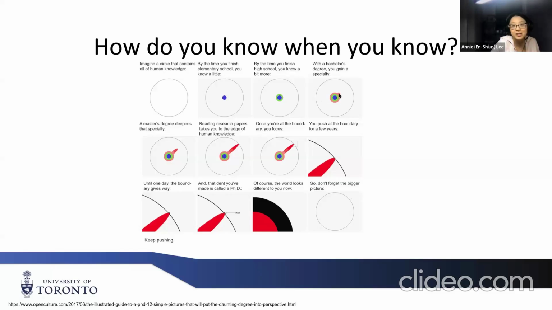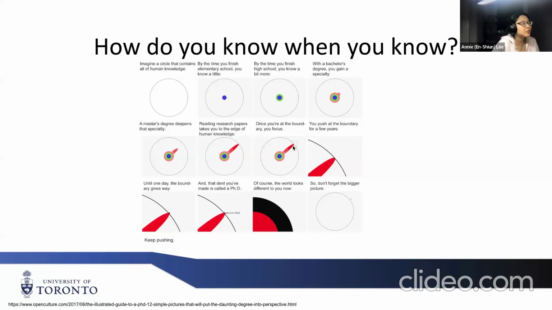I have a CS and CS C&O, so Combinatorics and Optimization, joint honors. That's my specialization. By master's degree, your specialization will get even deeper, so you'll know a little bit more about it. And then if you read all the latest research, it'll take you to the edge of human knowledge. That's why when you're doing your literature review, I'm asking you to read the latest papers and the latest advancements, so that you can get here very quickly.